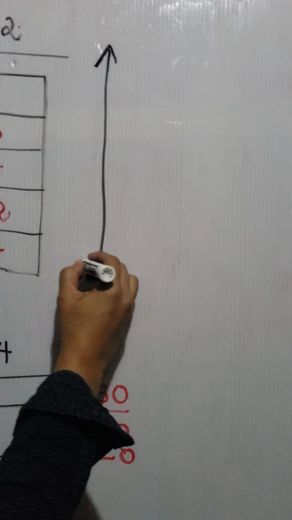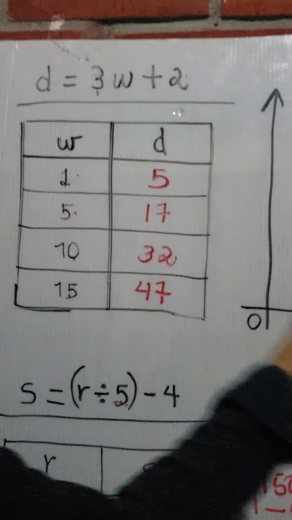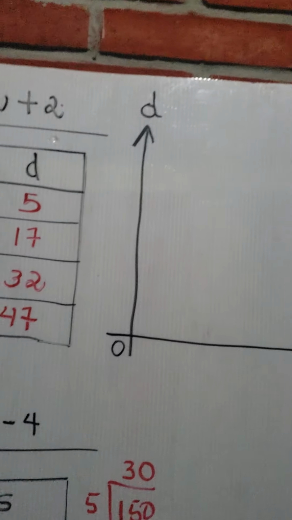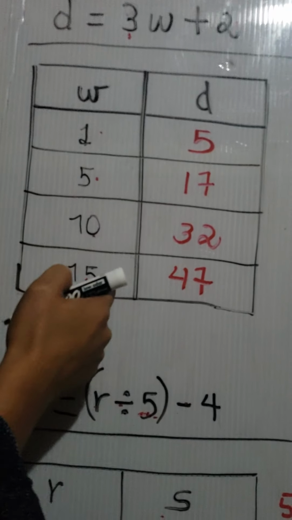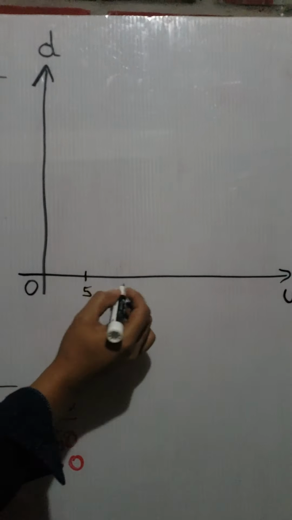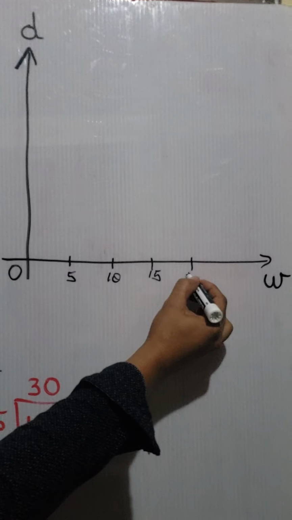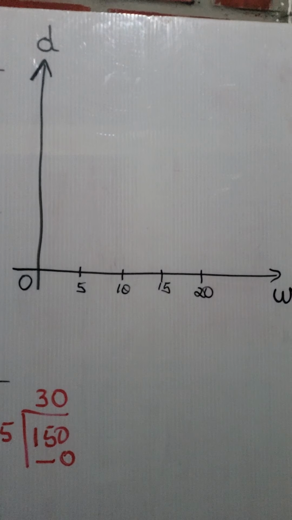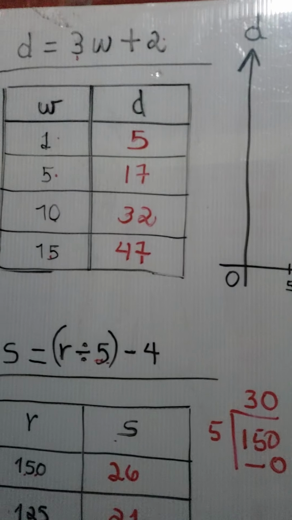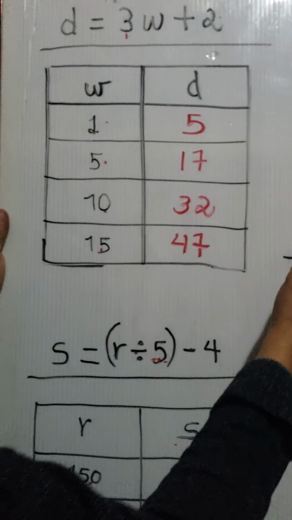We make this quadrant here 0. This is the W here, and this is the letter D for the vertical line, dependent. Look at the numbers, 1, 5, 10. This goes by the table of 5, so the pattern can be 5, 10, 15, and 20. That's enough. Look at this, 5, 17, 30, 47. I think we can make it by 10 or by 5. I'm going to do it by 5.